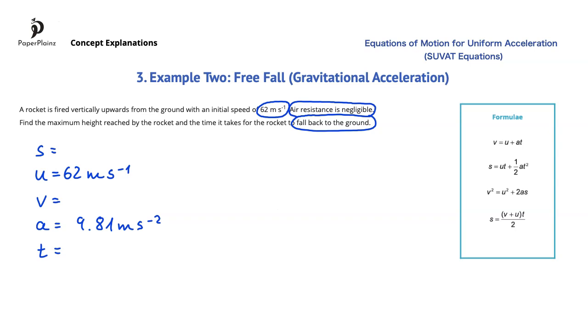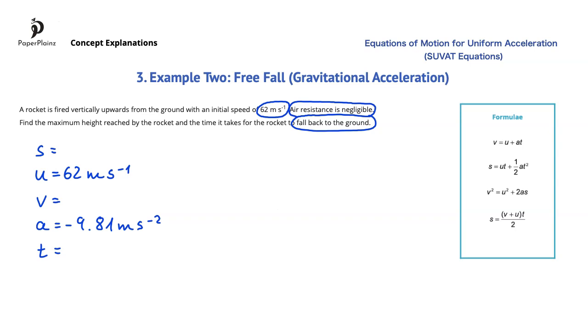As a convention, on free fall questions, we usually take the upward direction as positive and the downward direction as negative. Since the direction of the gravitational force is towards the ground, the direction of the gravitational acceleration is also towards the ground, which means that it has a negative value. So to be absolutely correct, I will take a, the acceleration here, to be negative 9.81 meters per second squared. Let's continue with the other variables.